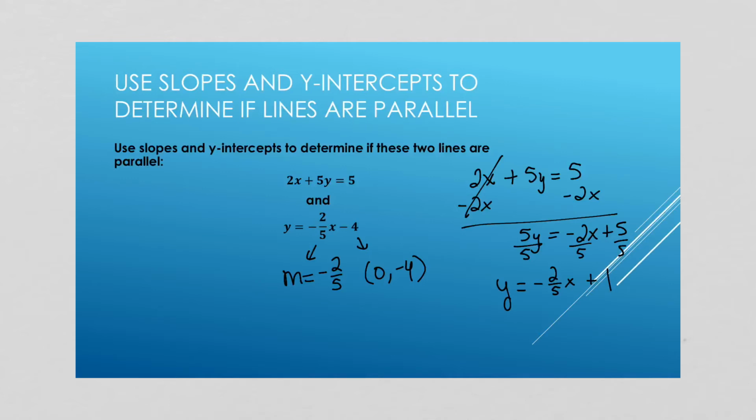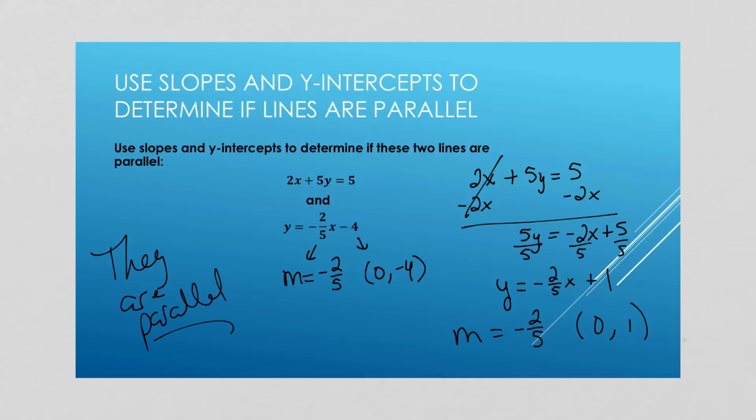All right, so I know my slope is -2/5, and my y-intercept is at (0, 1). So these guys have the exact same slope, but different y-intercepts. That means they are parallel.